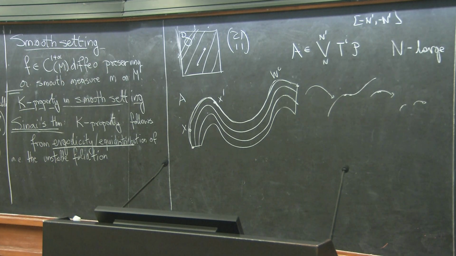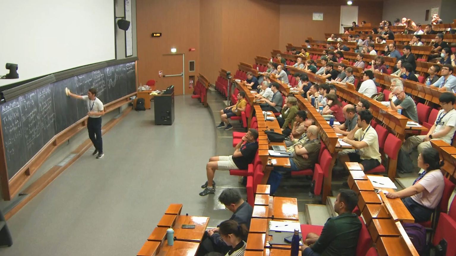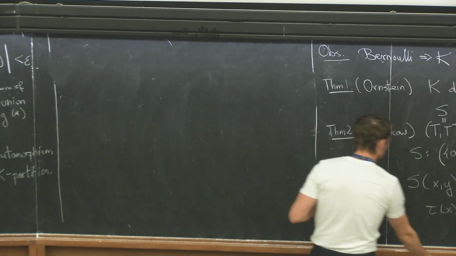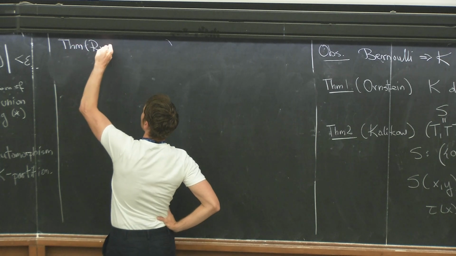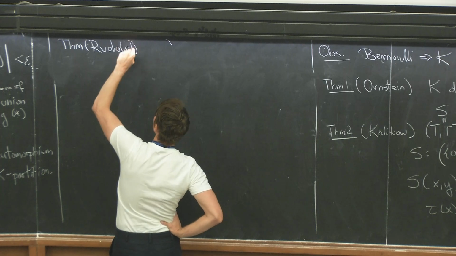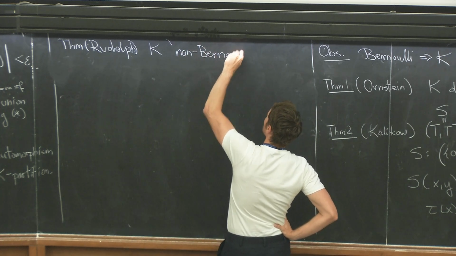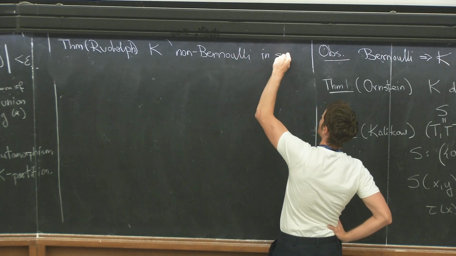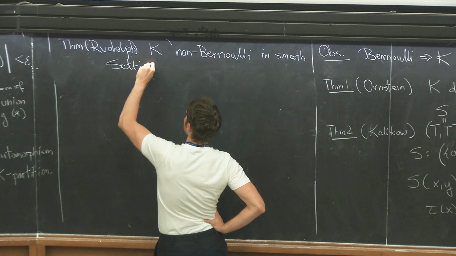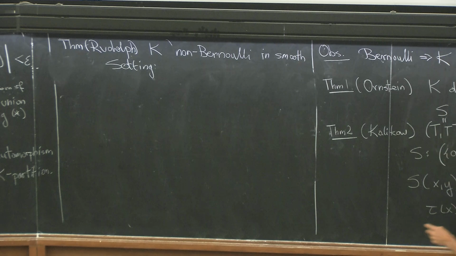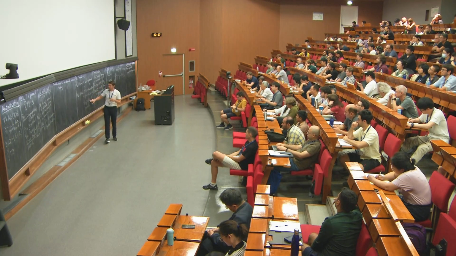So I'll maybe erase this. Yeah, and the Bernoulli property is trickier. So maybe I'll just tell you that a theorem of Rudolph, which is K non-Bernoulli in smooth setting, is just, what you do is you take Kalikov and you make it smooth. So you take something that you know is smooth and behaves like a shift.